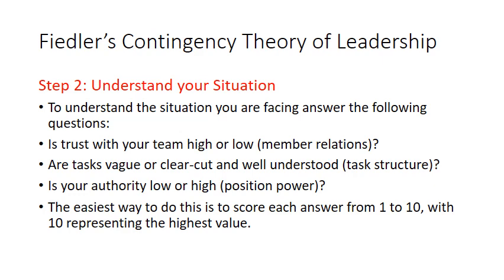The next step is to understand your situation. Understanding your situation means looking at the three variables: member relations, that is, is the trust with your team high or low; task structure, are tasks vague or clear; and position power, is your authority low or high. Here there is also a scale from 1 to 10, with 10 representing the highest value. A high position means you can mark 10. A low position means you can mark 2. For task structure, if it is clear-cut, you can mark 8, 9 or 10. If it is in between, you can mark 4. Likewise, you can score the situation variables.